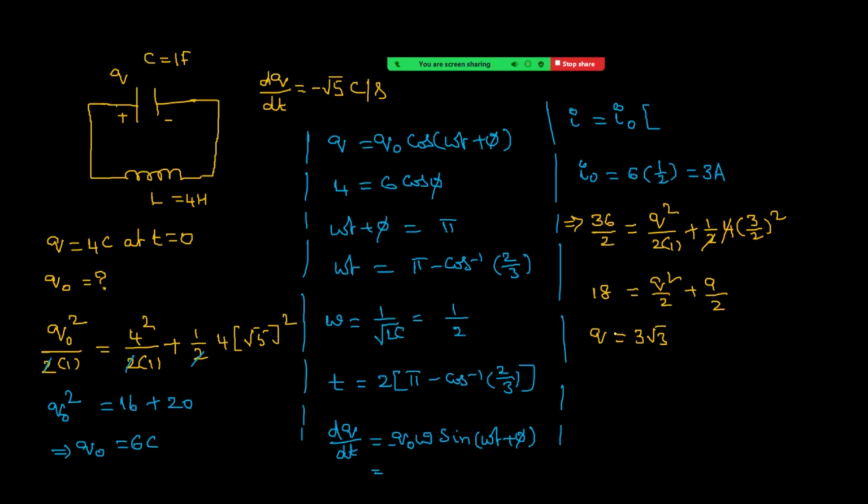But what is given here is less than half its maximum value. What is the maximum value? 6. Half value how much? 3. Right? But this is now more than half its maximum value, right? Half value is 3, and this is more than 3. That means option B is wrong. Option A is also wrong. Therefore, the correct option is: both A and B are wrong. Right? Like this, we can solve. Let us see the next problem.